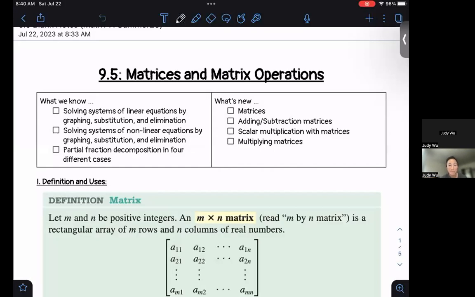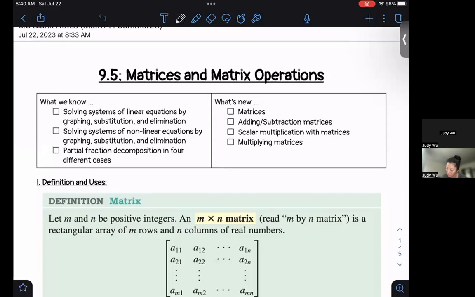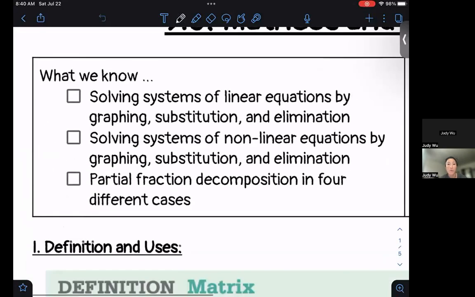Hi folks, welcome to 9.5, and today we'll be talking about matrices and matrix operations. So let's start with what we know.